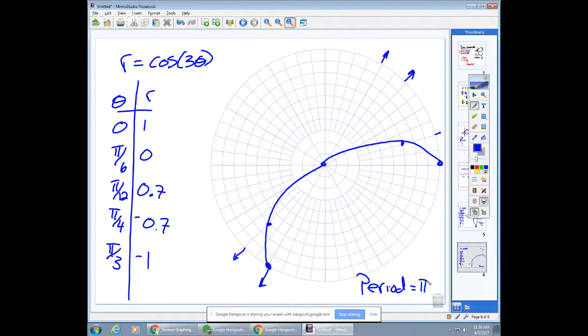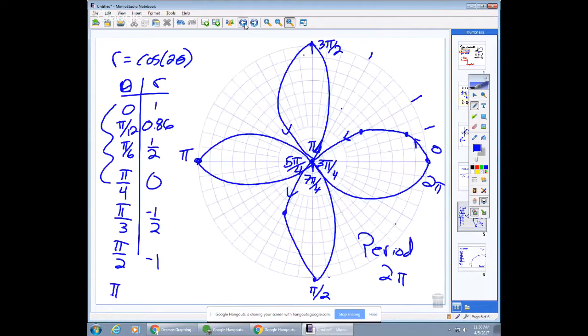So just some things to note that we discovered here based on looking at Desmos and graphing a couple. If we have an odd multiple of theta inside sine or cosine, we'll get that odd number of leaves with a period of pi. On the other hand, if we have an even multiple of theta, we'll get double that even number of leaves with a period of 2 pi.